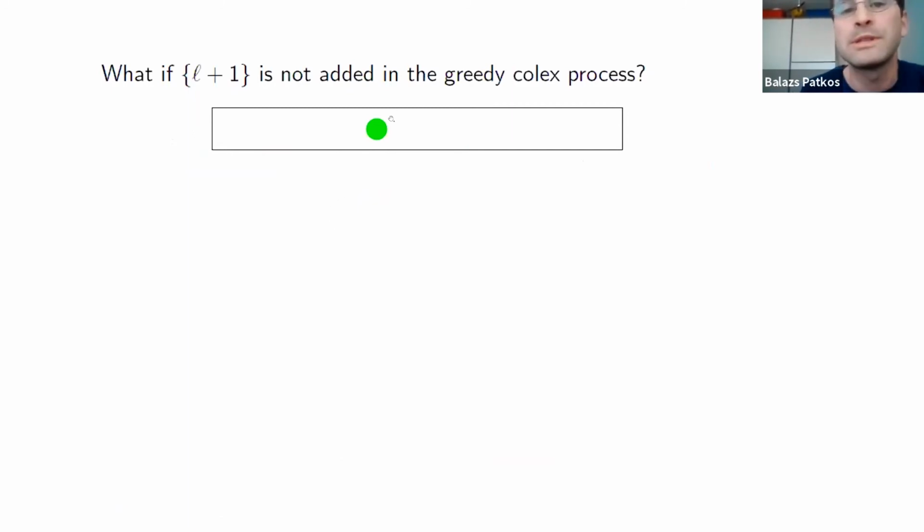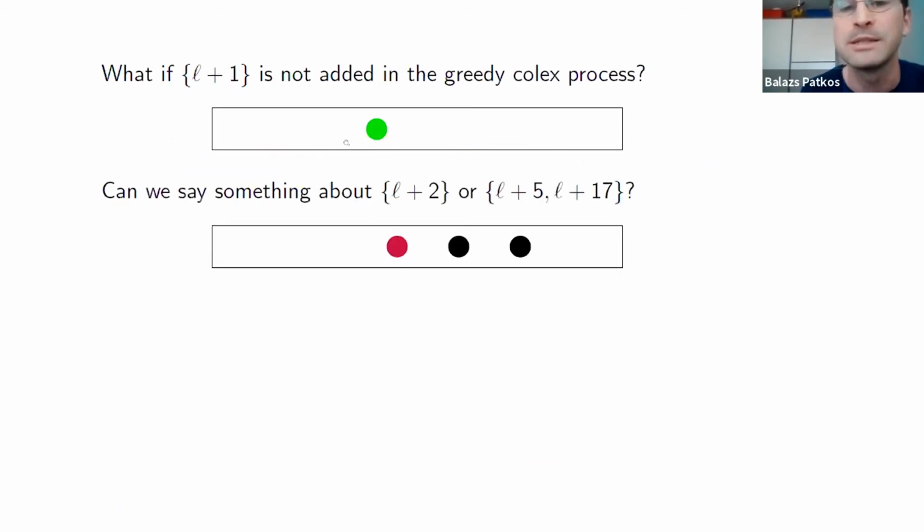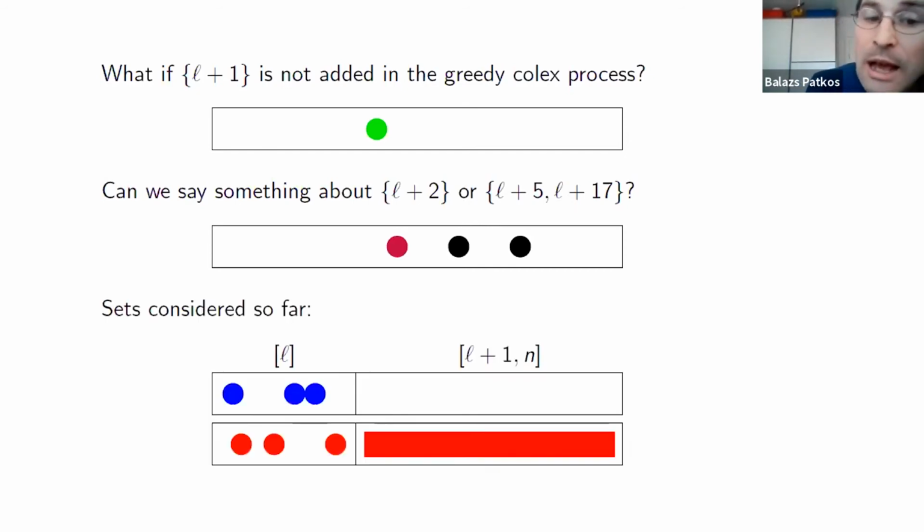Suppose that in the greedy process, we are trying to add this singleton, this green dot. And suppose we can't do that, because a P is created. Then can we say something about this other singleton or this other set of size 2? And of course I claim yes, because why would I put it here otherwise?